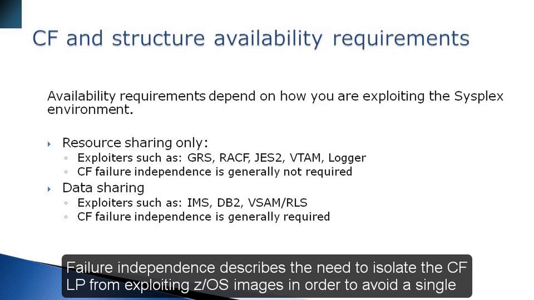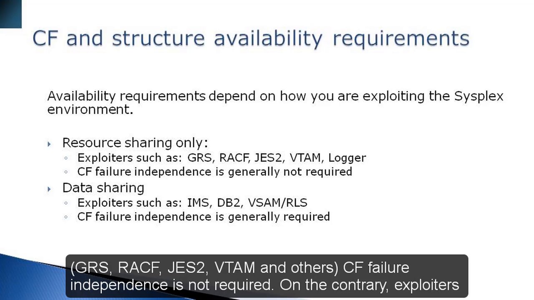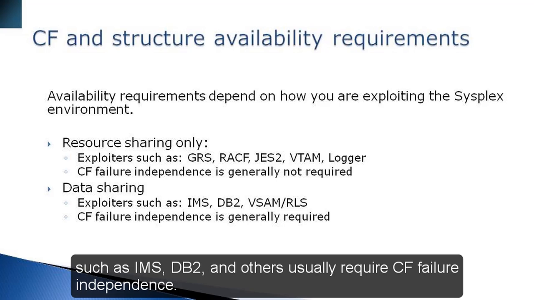Failure independence describes the need to isolate the CF LPAR from exploiting z/OS images in order to avoid a single point of failure. This means that the CF and z/OS image should not reside on the same CPC. So, for some exploiters, GRS, RACF, JES, VTAM and others, CF failure independence is not required. On the contrary, exploiters such as IMS, DB2 and others usually require CF failure independence.